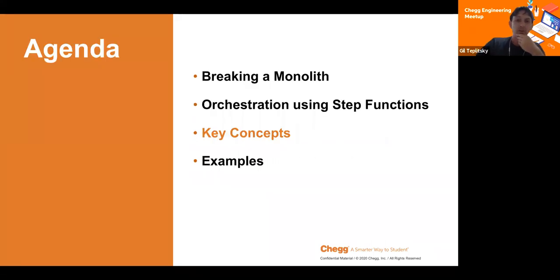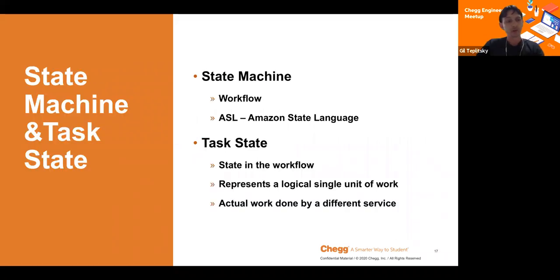So let's talk about some key concepts. First of all, we have the state machine. State machine is the workflow itself. It's written in ASL, which is Amazon States Language. The next important thing is the task state. The task state is the actual steps in the workflow. It represents a single logical unit of work. It doesn't actually do any work. It's a representation of calling some service to perform the actual work.